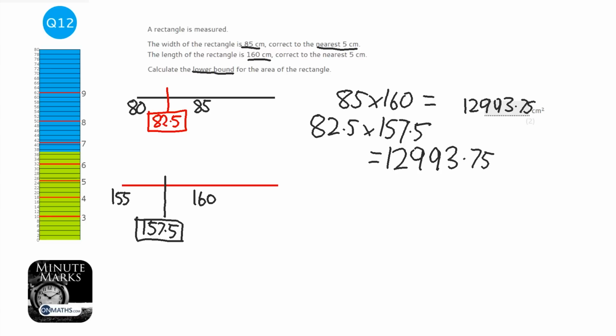Now be careful, with areas we're timesing them, so we want them both to be small. But if you were to divide them, sometimes you actually want the upper bound of one of the values. For area you want them both to be as small as possible to give us the lower bound for the area.